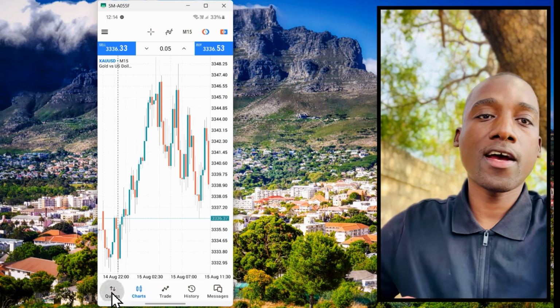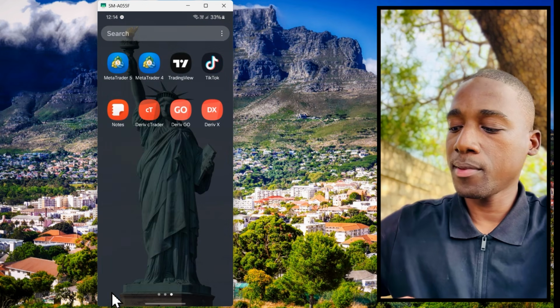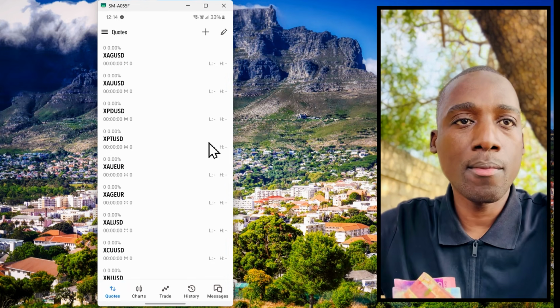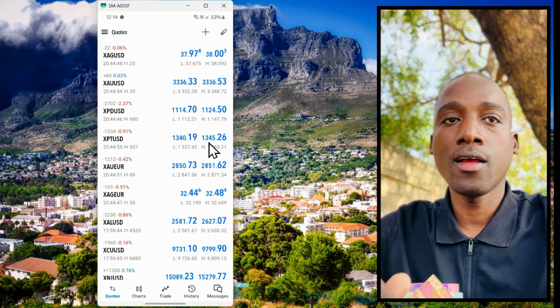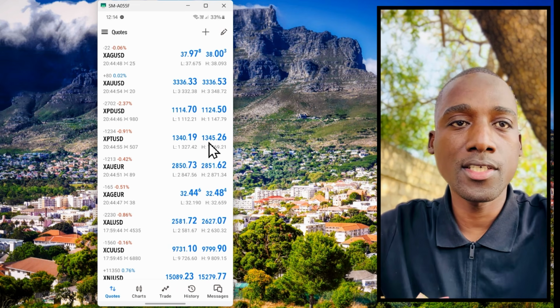Now, you open your MetaTrader 5. Let's open the MetaTrader 5 platform. This is MT5. I don't recommend TradingView or other trading platforms. I only recommend MetaTrader 5 because it's much easier to use.